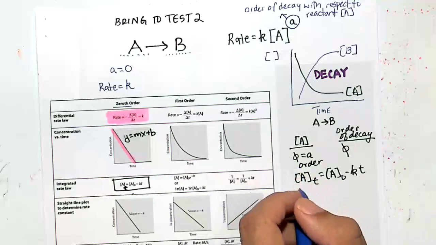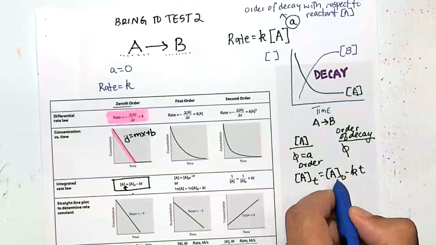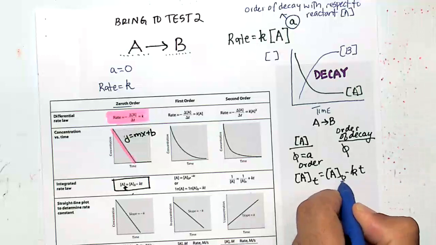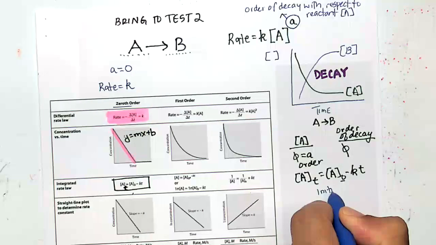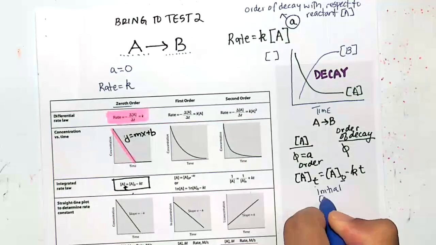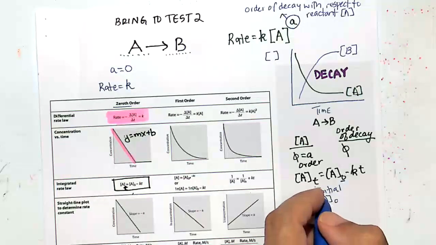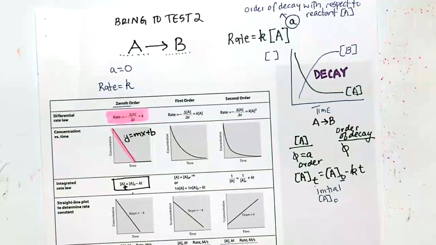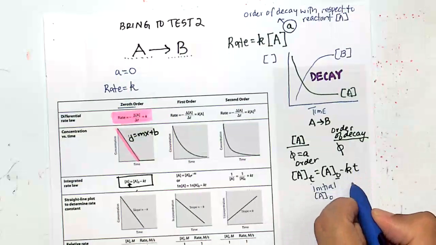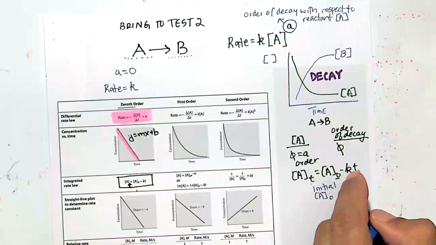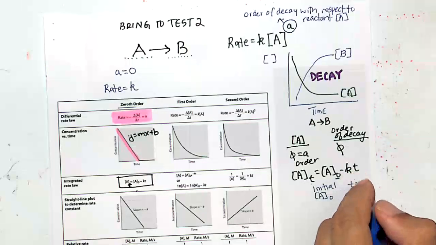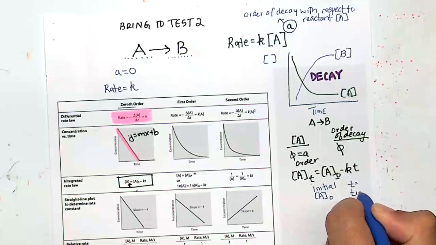All right, so what is A at some time t? That's A at some time t. What is A naught? A naught is the initial concentration of A, the starting amount. And what is lowercase t? It's not temperature. What is it? Time.